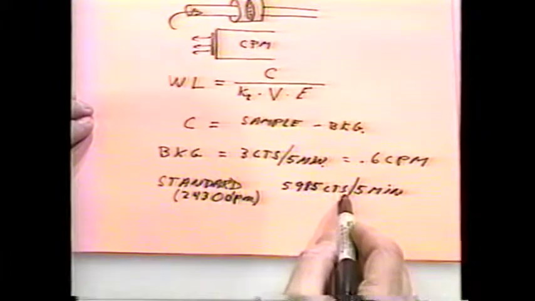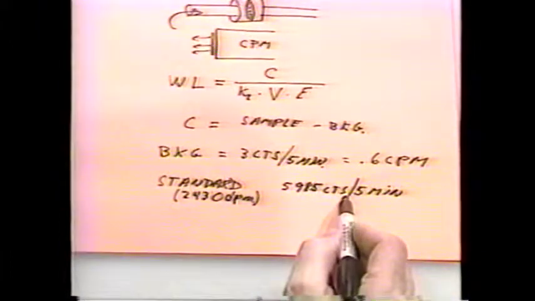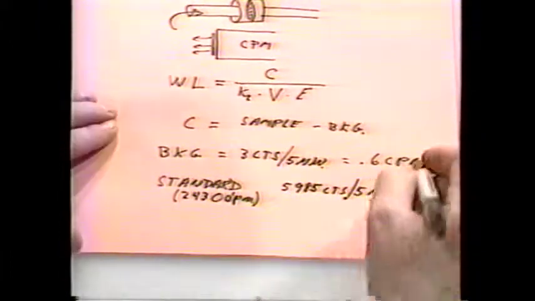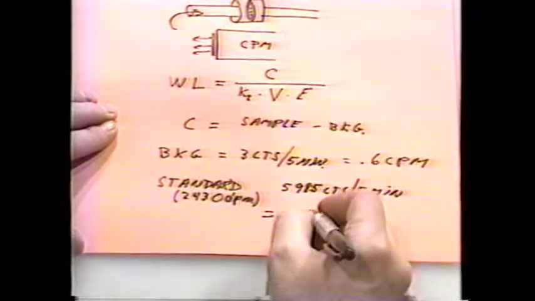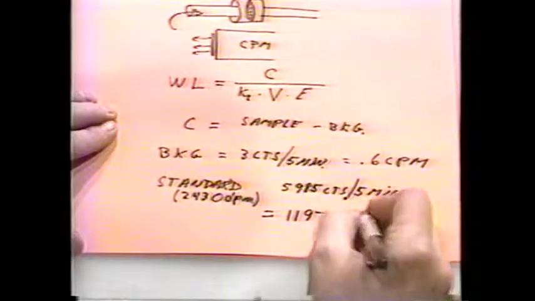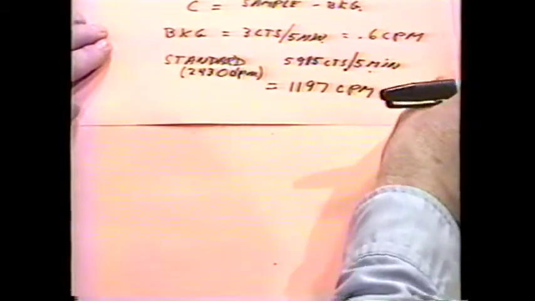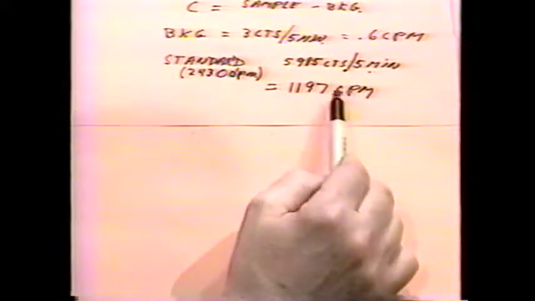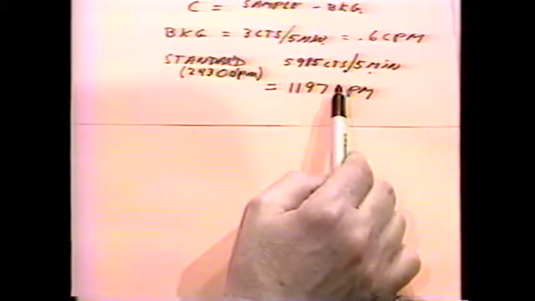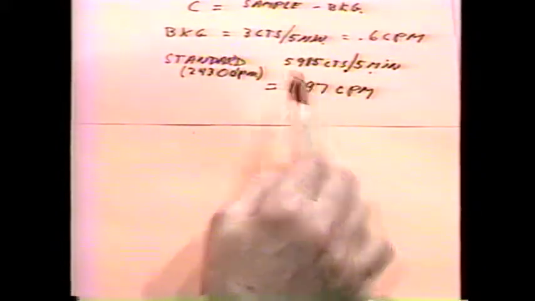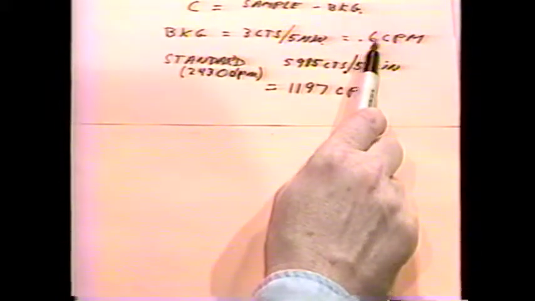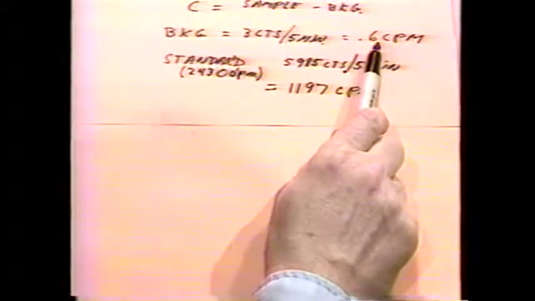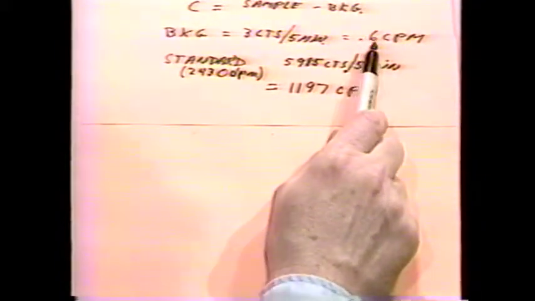We have 5,985 counts. We put the standard filter paper on it in a period of 5 minutes, and of course that comes out to be 1,197 counts per minute. Now let me just continue that here. You're getting 1,197 counts per minute. But not all of that is due to the standard. 0.6 of that is due to background. Now, it's not much, I have to admit, but we're going to take it into account anyway.